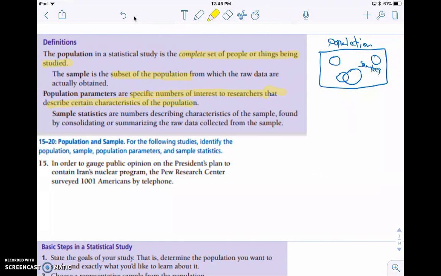If we're looking at what percentage of people, sorry, I grew up around cars, so what percentage of people drive a Ford? That would be our parameter. We're looking at the percentage of people that drive Fords.